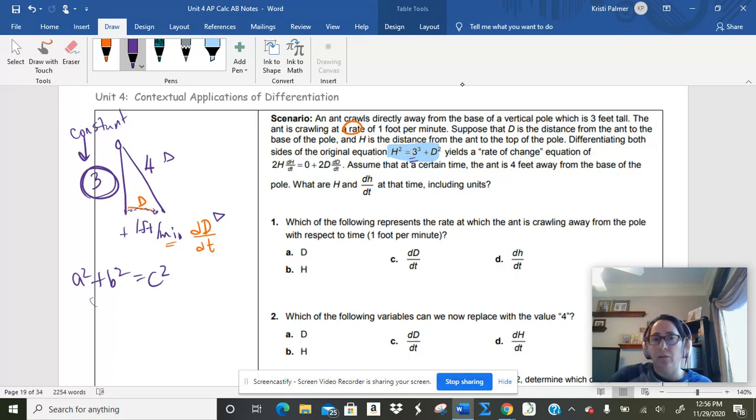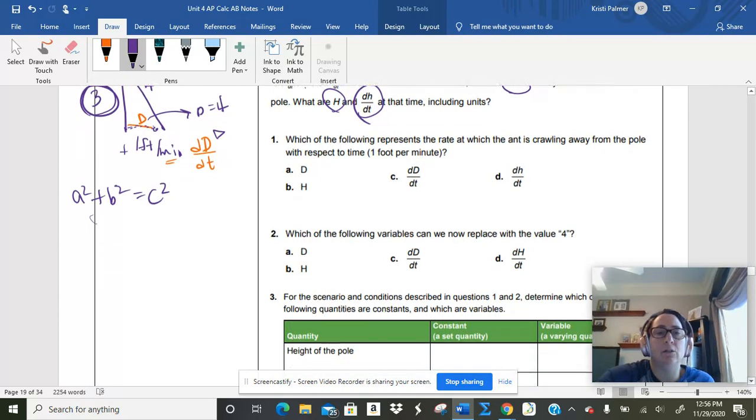So they differentiated with respect to time here, and so they got 2h dh dt. This is just a number. The derivative of a number is 0. And then 2d dd dt. Assume that at a certain time the ant is 4 feet away. So d would be 4. What are h and dh dt at that time, including units? Okay, so that's kind of like a prompt of what's going on.